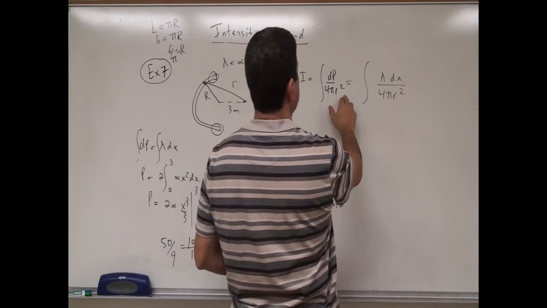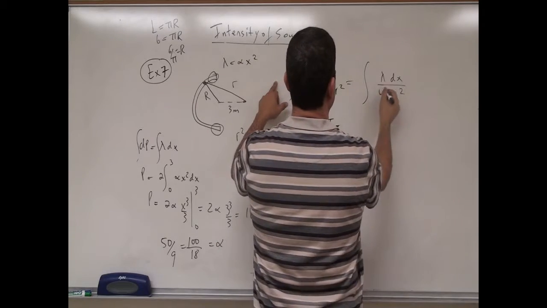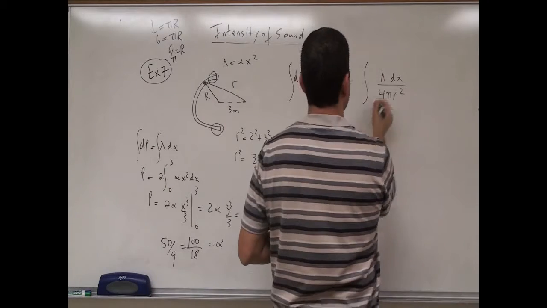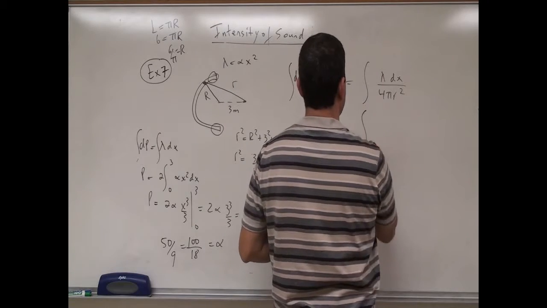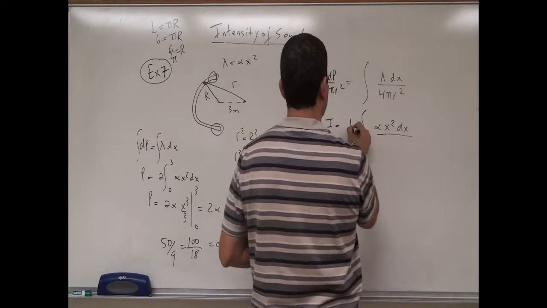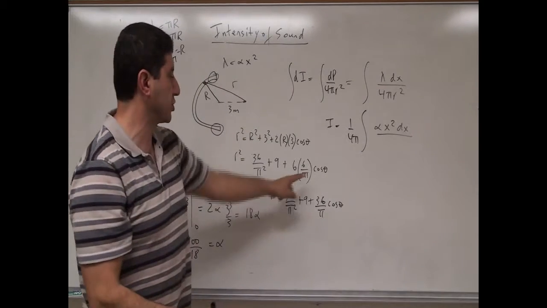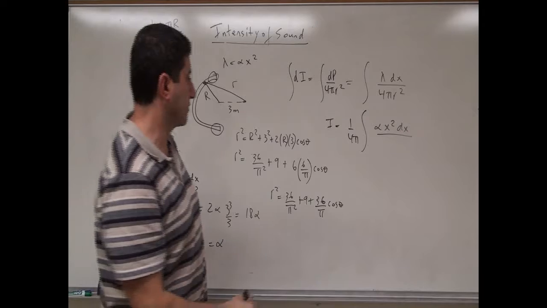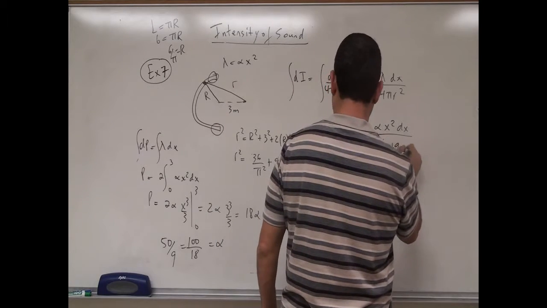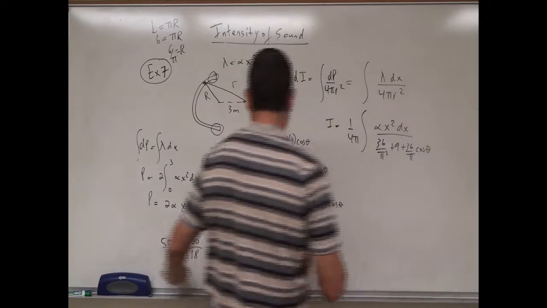So the beginning of the setup is similar again. dI is dP over 4 pi r squared, lambda dx over 4 pi r squared, and then I is equal to the integral. The difference is that the lambda now cannot come out of the integral, so we express lambda as alpha x squared dx. The 1 over 4 pi can come out of the integral, right? And then for the r squared, we write the same r squared that we had before, 36 over pi squared plus 9 plus 36 over pi cosine theta.